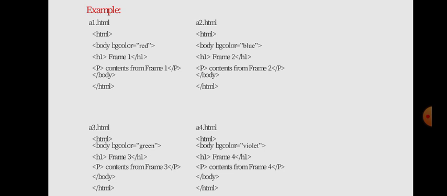Next one, a4.html, body bgcolor is equal to violet, heading is frame 4 and paragraph is content from frame 4. So just remember, first we need to create different HTML documents, and these HTML documents will be opened in the frames, in separate frames.